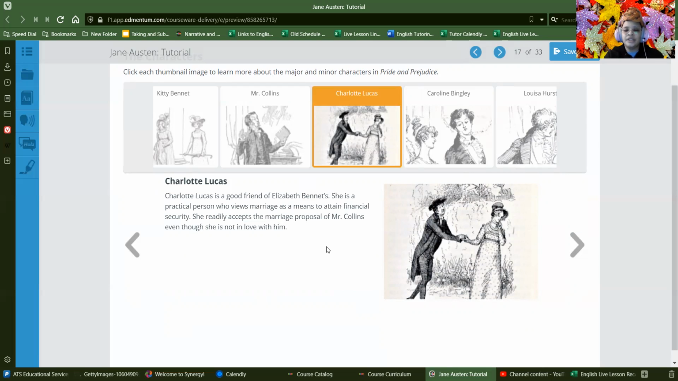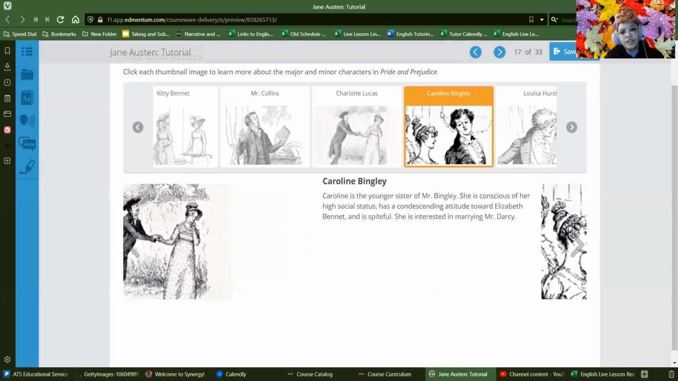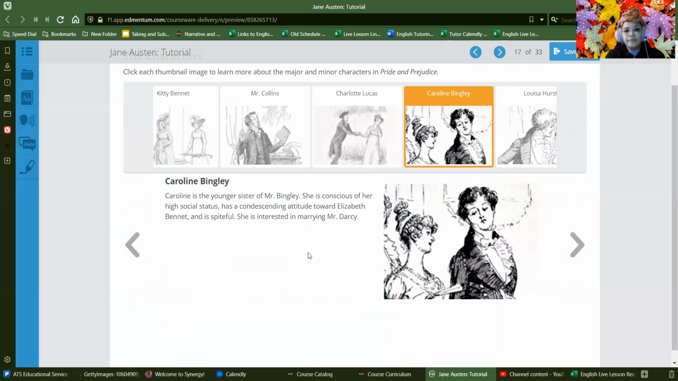So Charlotte Lucas is like, listen, we're stuck here doing this. I can't go off and run a business if I want. I can't make my own money. So I'm just gonna marry this guy because he likes me and he has money. But that tells you about what the concerns of women were at this time because they didn't have power to do really anything. So we have Caroline Bingley.